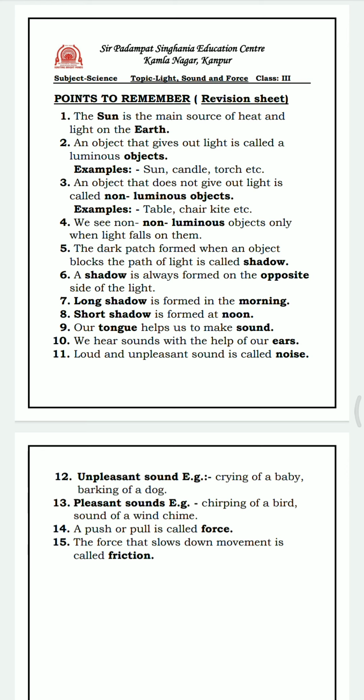Okay, now children, when we're talking about friction, what is friction? The force that slows down the movement of an object is called friction. Example, we walk due to friction. Okay, a moving ball stops after some time due to friction. So what is friction? The force that slows down the movement. Okay, this is called friction.